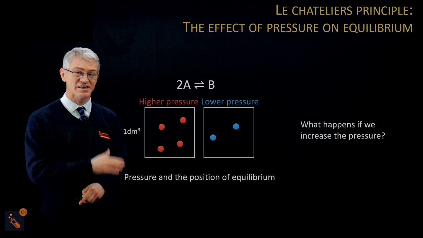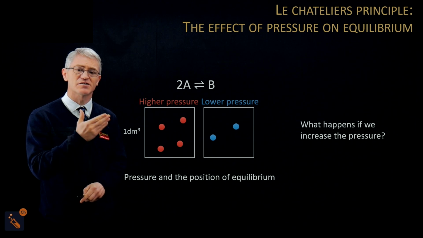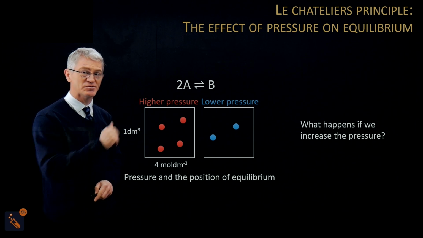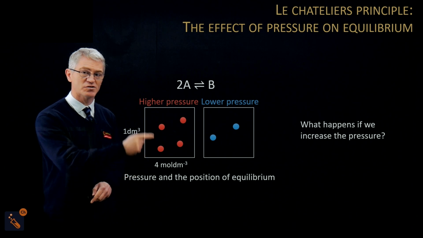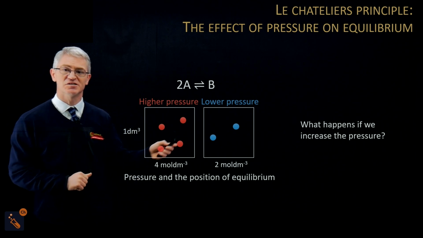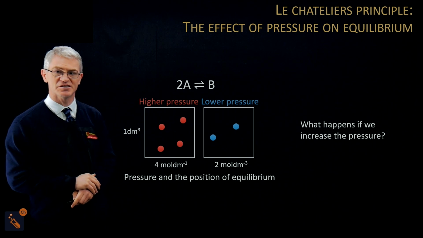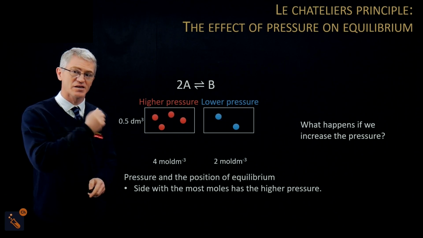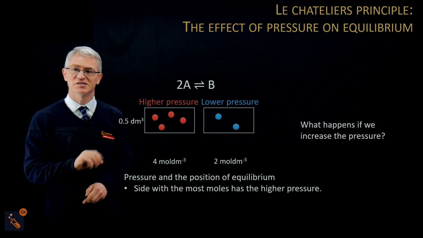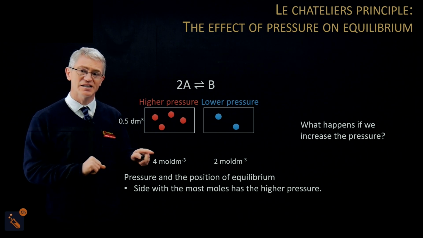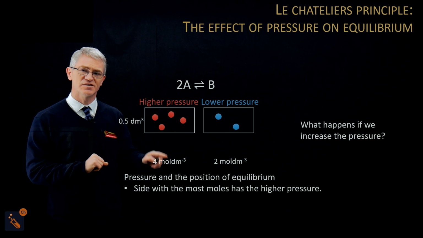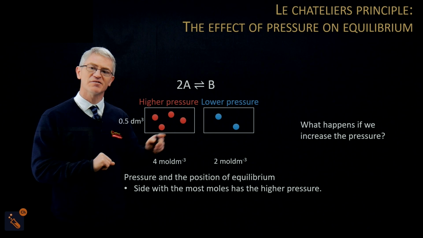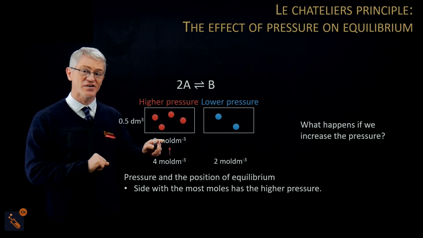So if we lower the size of the container, it's currently 1 decimetre, and that would mean that this is 4 moles per decimetre. Let's count each one of these balls as 1 mole, so that's 4 moles per decimetre cubed, and that is 2 moles per decimetre cubed. And now what we're going to do is change the size of the container to show that we're increasing the pressure. So we've taken that from 1 decimetre to 0.5 decimetres, and then what would happen to the concentration? We've now got 4 moles, but in half a decimetre. So that means in 1 full decimetre, we would have 8 moles.